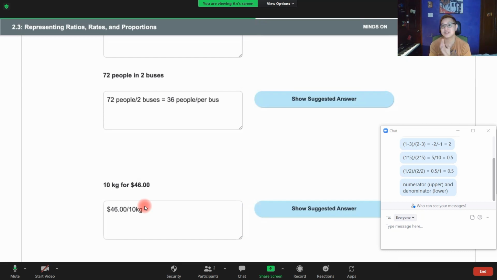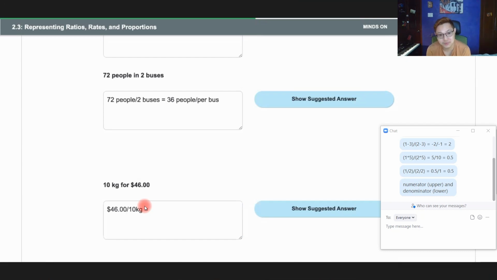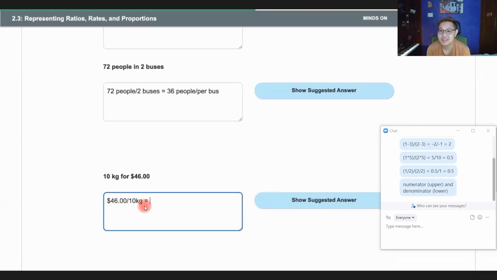Yeah, I understand. So write 46.00, like what they want you to do. That would be correct. How much is that? It would be $4.6. So you take the 46 divided by 10 kilograms. It would be 4.6 dollars.